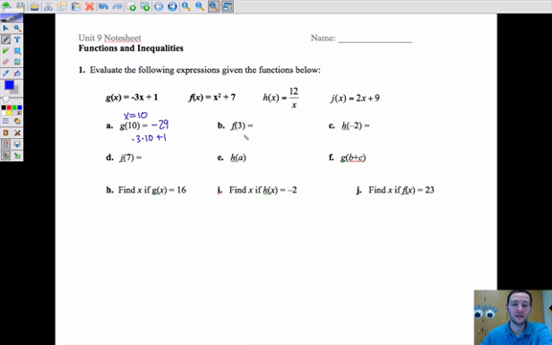Okay. B, f of 3, that means you are plugging in a 3 for x. So 3 squared is 9 plus 7 is 16. H of negative 2, that means I'm taking x and plugging in a negative 2, so that's 12 divided by negative 2 is negative 6. J of 7, 2 times 7 is 14, plus 9 is 23.